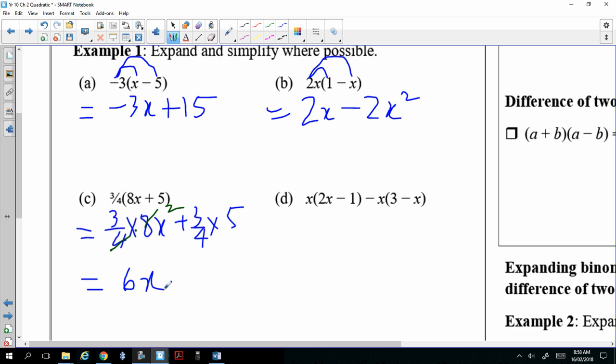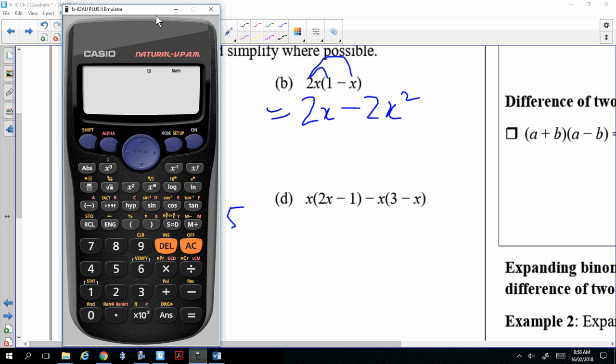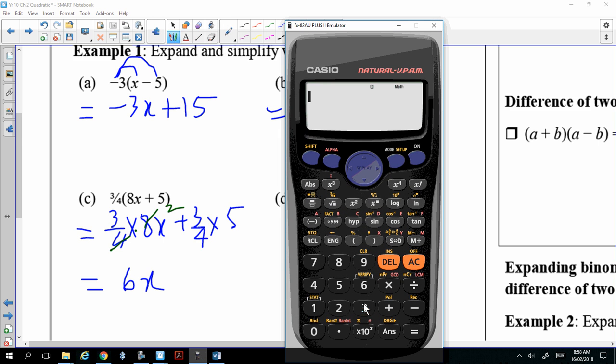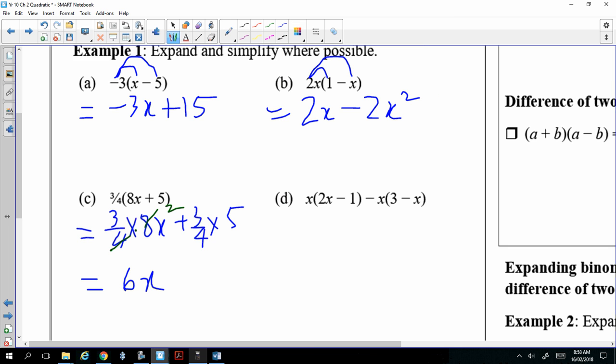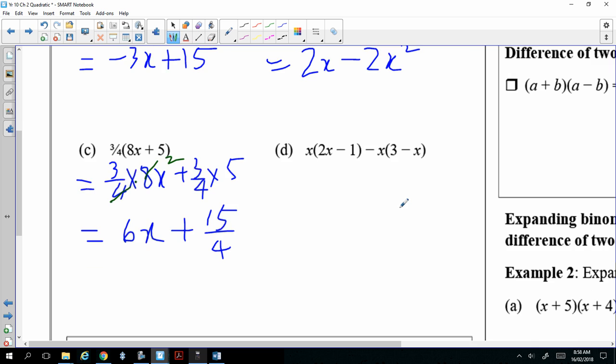Now, if you can't do that, you can always use your calculator and find 3/4 of 8. It should give you 6, like that, all right? Or you can do it by hand. And the next one, you go 15 over 4, because 3 times 5 is 15. Yep. All right, all good.